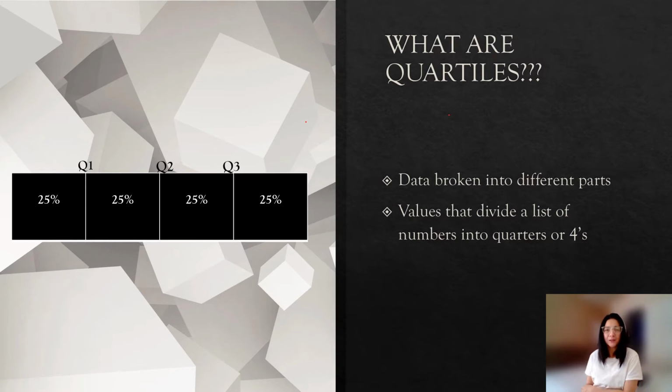First of all, what are quartiles? Quartiles are data broken into different parts. These are actually values that divide a list of numbers into quarters or fours. So let's emphasize on that, quarters. We have Q1, Q2, Q3, and Q4. Q1 being our 25th percentile, Q2 our middle value, which is our 50th percentile, and Q3 being our 75th percentile. All right, let's just remember that each of them is divided into 25%.